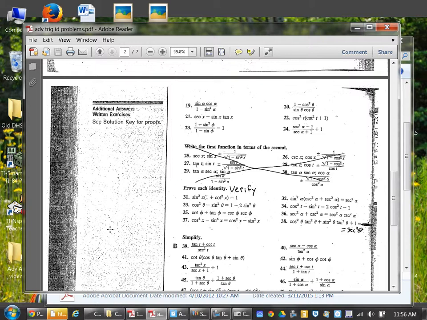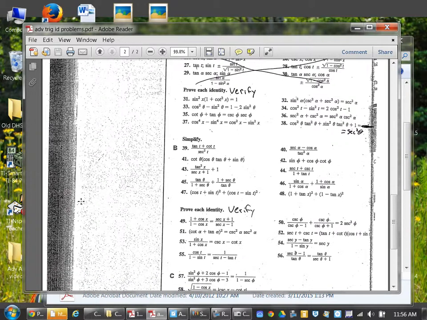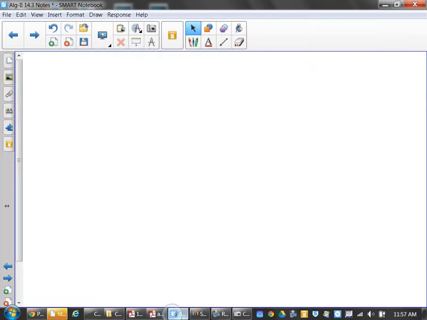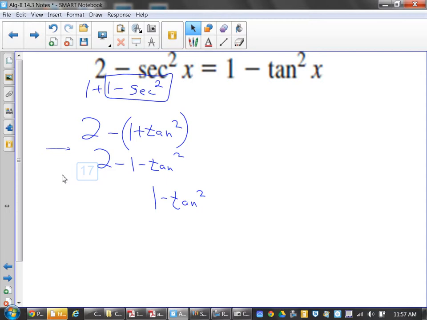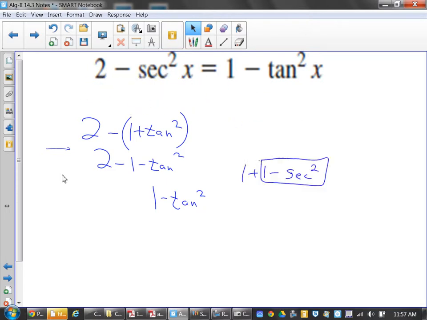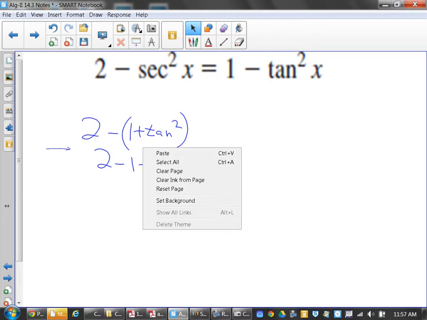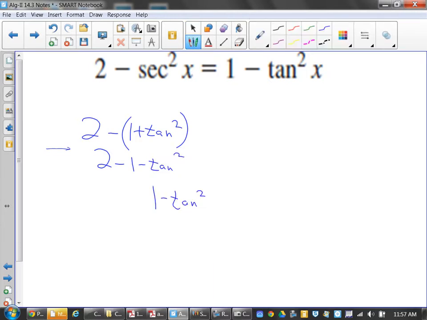Which problems are you on the backside? 31 through 34. Yes, sir. I still don't understand how you get from that here. All right. We had secant squared. Secant squared, if I just cover that up, is 1 plus tangent squared. So what I did is I just rewrote it in terms of parentheses. Since there is a negative 1 out front here, because I'm subtracting it, I distributed, that's where I got this, and that's where we get that.